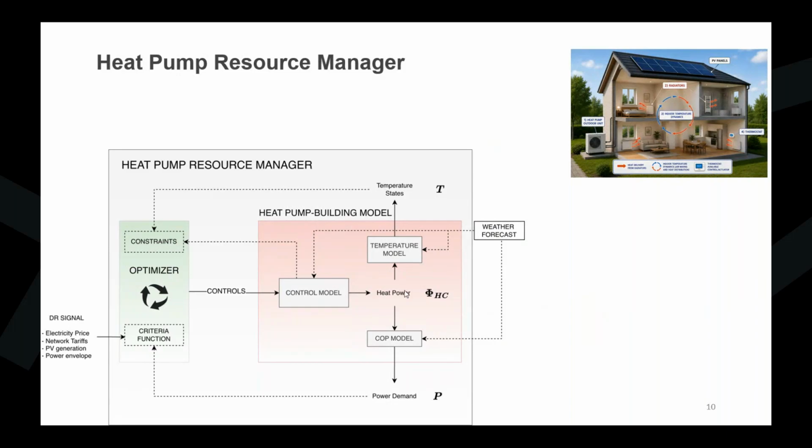Then the second component is the temperature model. The temperature model maps the realized heat power into the temperature states, or the thermal states, of the system. The third component is the coefficient of performance model, which estimates this performance coefficient in order to predict the power demand.